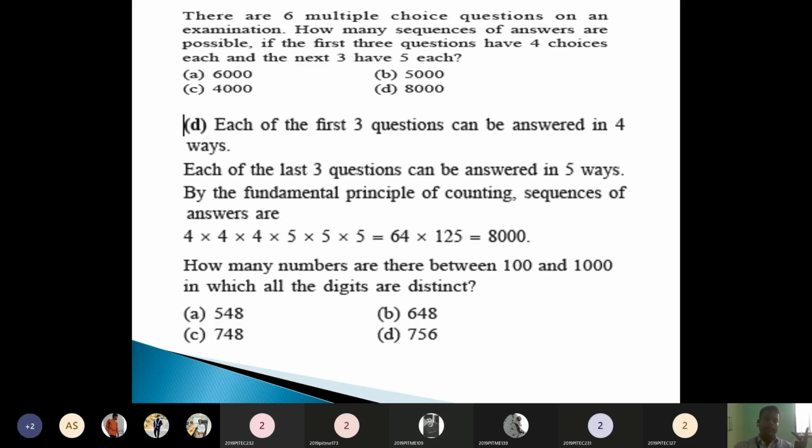Next, 102, so you can take 1, 0, 2. All these three digits are different. So that is the first number having three different digits. Next, 103, you can take, 104, 105, and so on, 109. Till then you can take, then 110. Again you cannot take 110, because 1 is repeated. So how many such numbers exist?